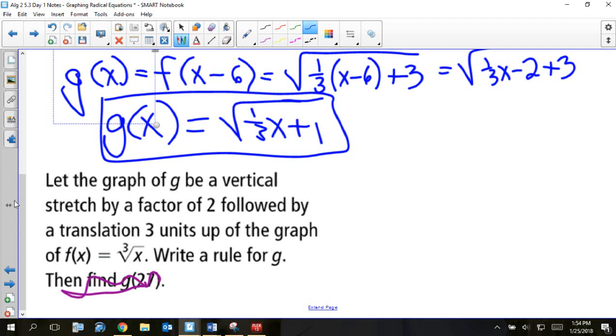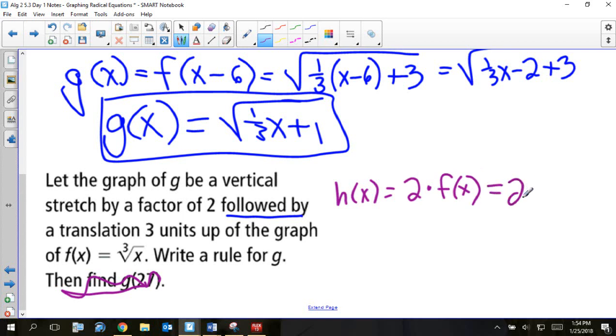Let the graph of g be a vertical stretch by a factor of 2, followed by, simplify, a translation 3 units up of the graph. Oh, and I didn't change this one, of cube root of x. So we'll just leave it as is. So do our h of x first. We're going to do something to that, and it is a vertical stretch by a factor of 2. Where does a vertical stretch go? Inside or outside? Outside. So we do 2 times the f of x function. Let me say, what is the f of x function? 2 times cube root of x. And then we simplify. Two cube root x. There's my h of x.